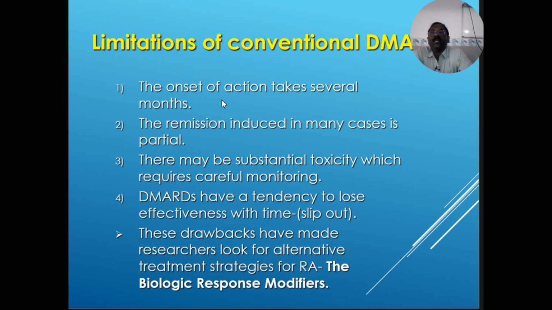Limitations of the conventional DMARDs. The onset of action takes several months. The remission induced in many cases is only partial. There may be substantial toxicity which requires careful monitoring. DMARDs have a tendency to lose effectiveness with time. So that is a very important practical point. They slip out. That means some resistance, like your aspirin resistance, your leptin resistance.